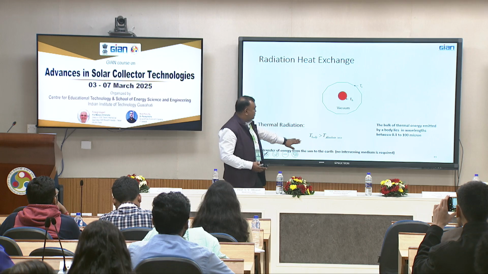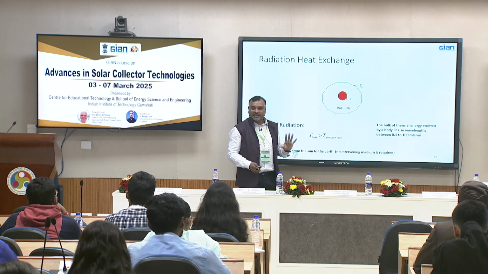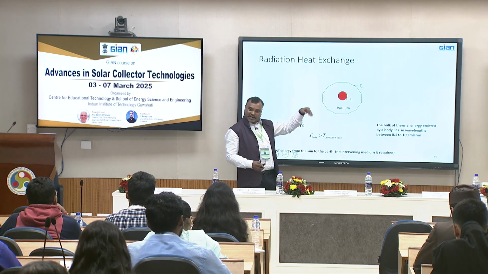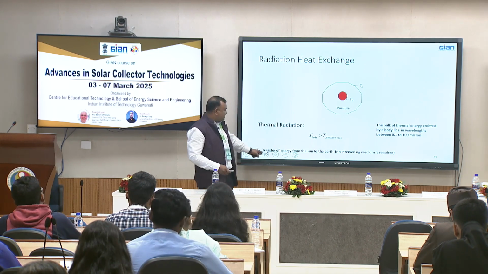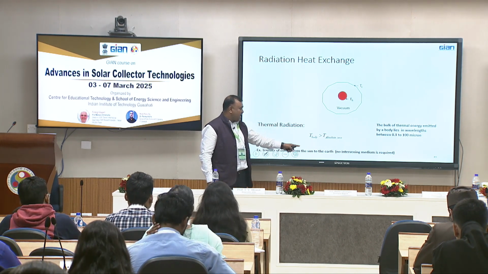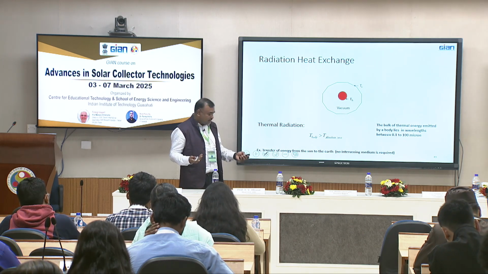So the body has to be above absolute zero, and the bulk of the thermal energy emitted by a body lies in the wavelength between 0.1 and 100 micron. That you must always remember: thermal radiation range is 0.1 to 100 micron. Solar radiation also falls in that range. So the energy transfer from the sun to the earth is by radiation.